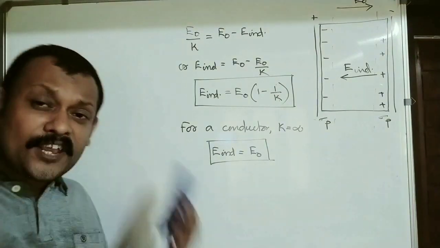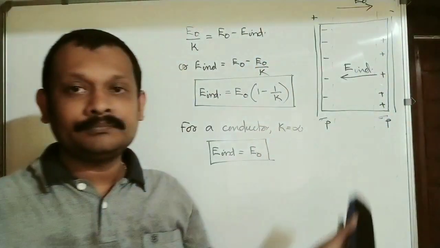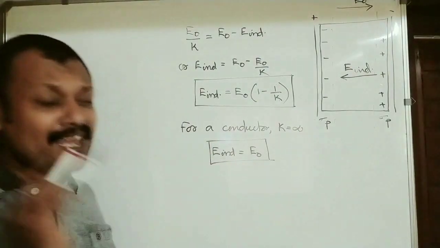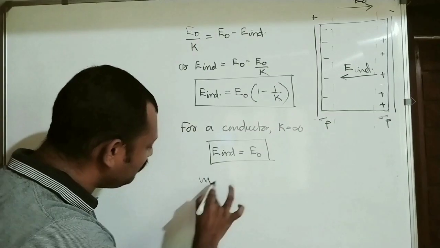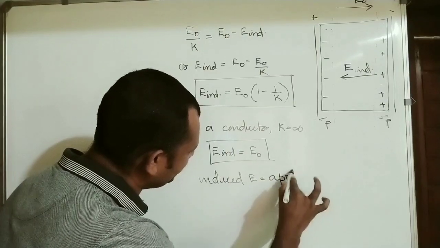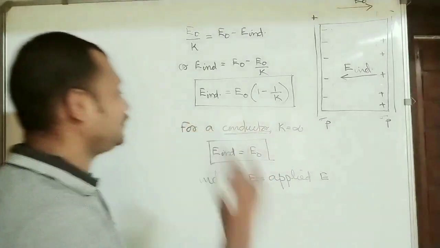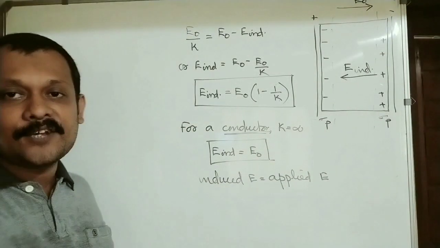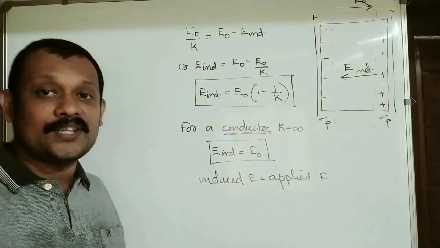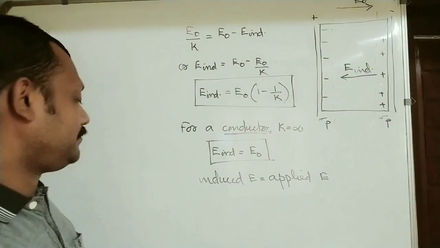For a conductor, whatever field you apply, that much field also will be induced in the conductor, but what about the directions of the two? They will be opposite. In the case of a conductor, the induced electric field is always equal to the applied electric field. This is applicable only for a conductor. This is an important point you have to understand for a conductor.